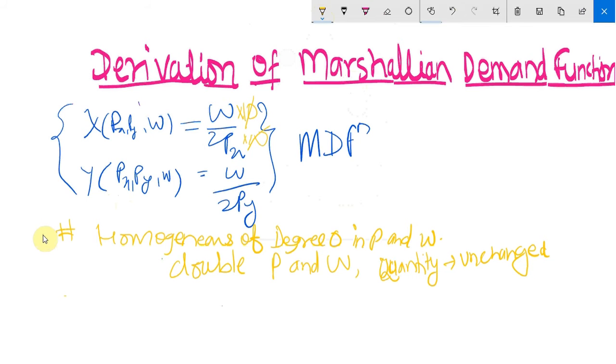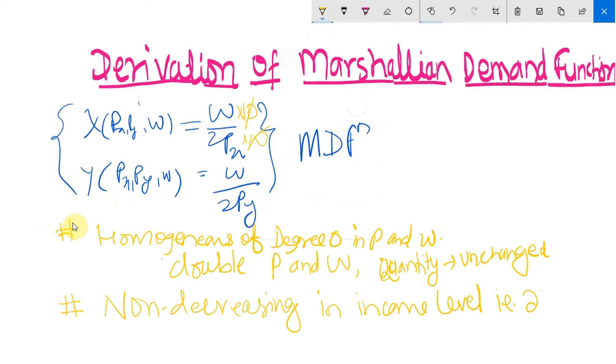So the second property of this demand function is that the demand functions are non-decreasing in income level. That is, quantity demanded with respect to income is greater than or equal to 0. So with the increase in income, quantity demanded won't go down.